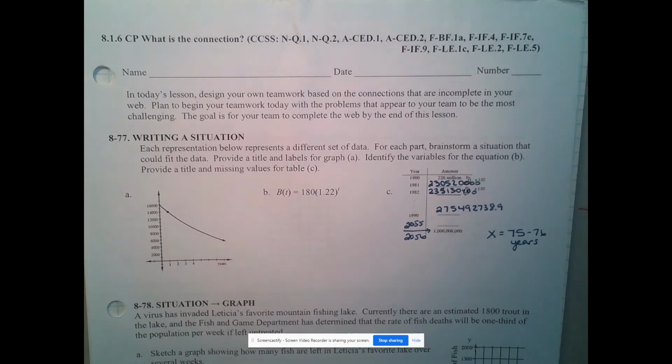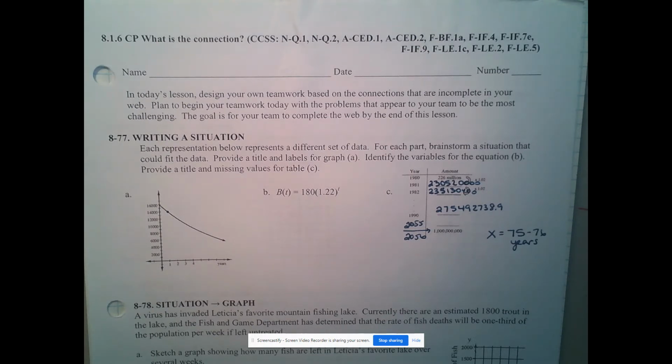All right, so today we are looking at what's the connection. So, how do things like graphs and tables and equations connect to each other? Writing a situation. Each representation below represents a different set of data. For each part, brainstorm a situation that could fit the data.